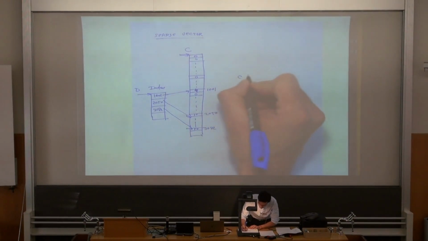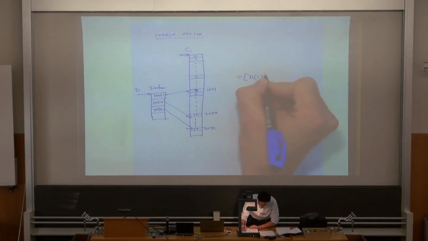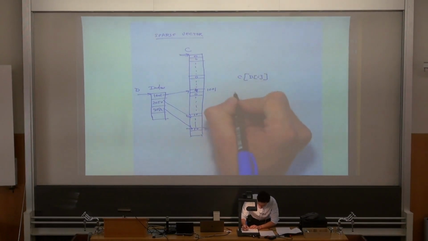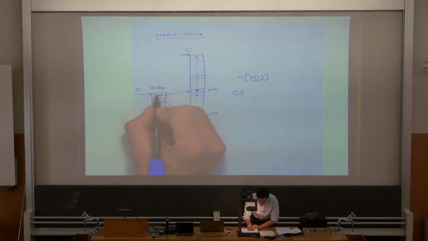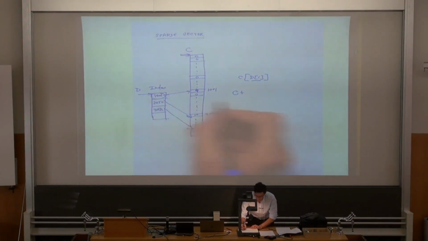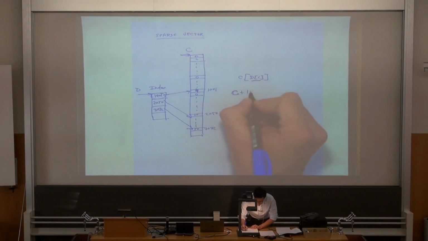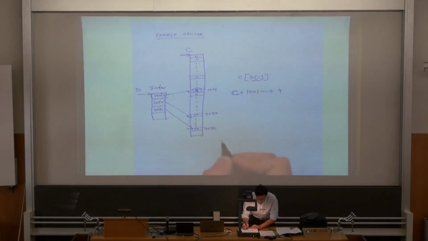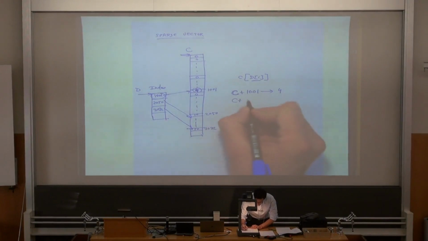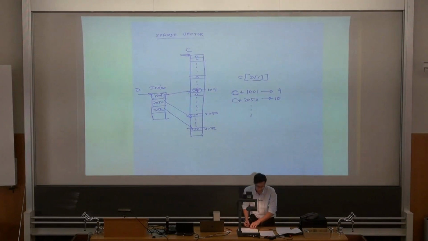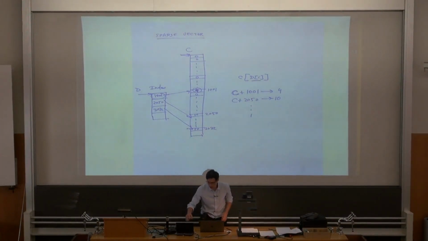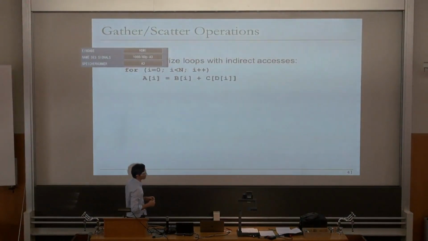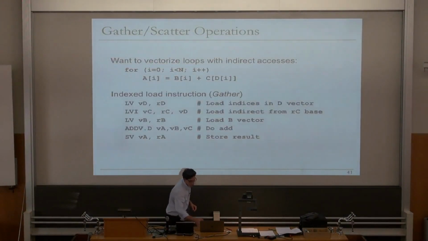So when we access memory this way, what we are doing is going first to array D, reading this element, and adding this 1001 to the address of array C, so that we will be getting the value that is actually stored in memory. 4 in this case, then we will do C plus 2050, and we will get 10, and so on. So this is what we do with scatter and gather accesses, and here you can see some example code for a gather operation.